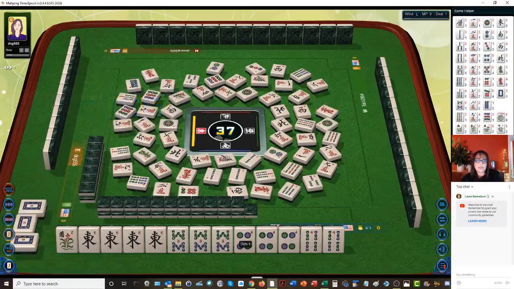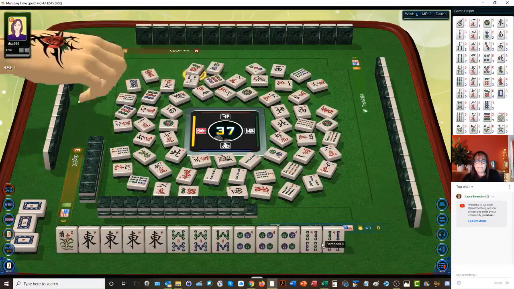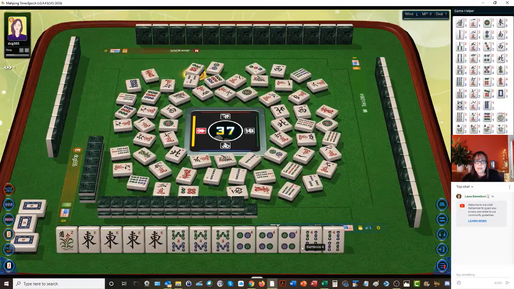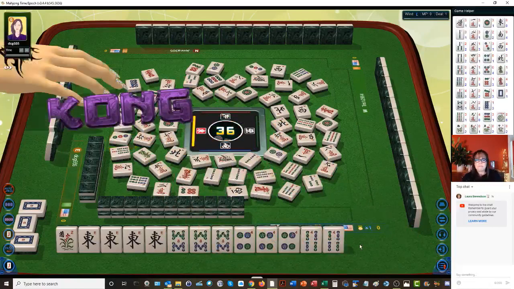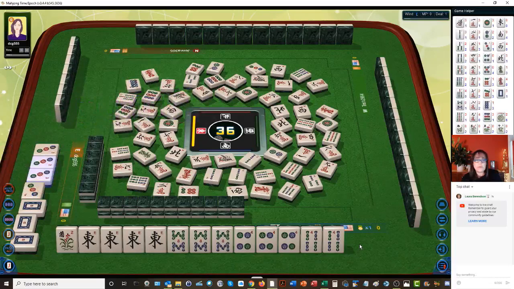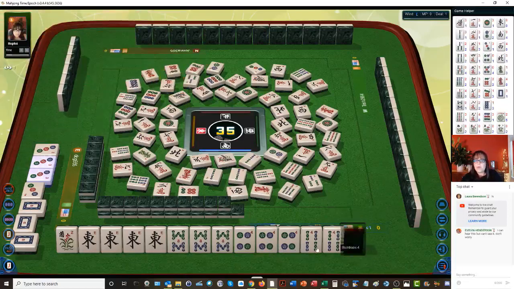Okay, there's our first exposure. No jokers. Seven dots. Three dot. No. Three dots. Kong. Oh, there's a couple jokers. Or one. A three dot is out, so only one of those is available. And there are two dots out, and no four dots are out. So six dots.